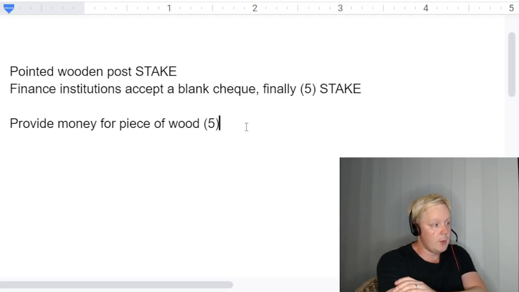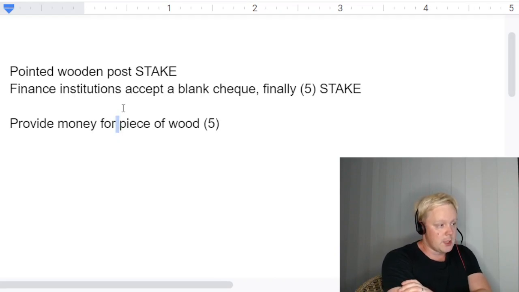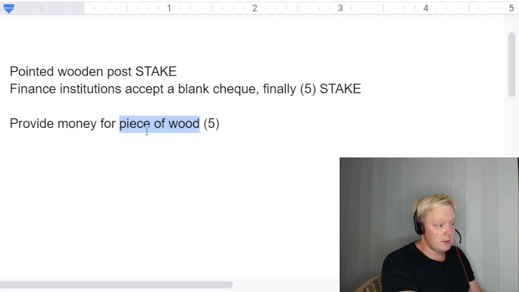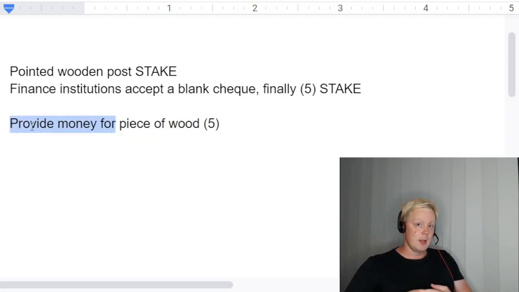and then the word stake as something else. So for example, here is where the clue breaks up. We have one definition on this side, and another definition on this side. So a piece of wood, like here we had pointed wooden post, a stake, one definition is it's a piece of wood. The other definition is here, provide money for, as a verb. So if you provide money for someone, for some purpose, you stake them. To stake someone is to provide money for them. So two different meanings for the same word, that's a double definition.